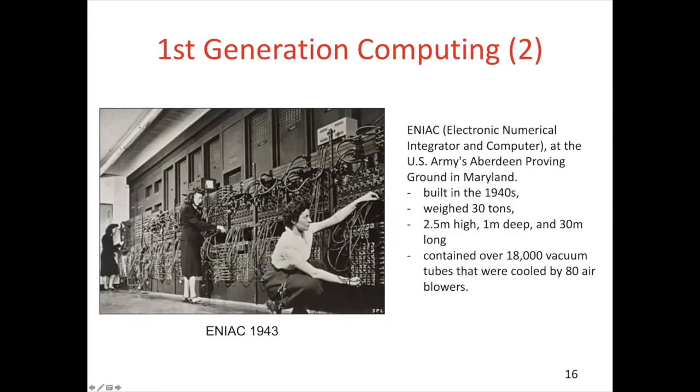The first electronic computer is ENIAC. The abbreviation ENIAC stands for Electronic Numerical Integrator and Computer. It was built in the 1940s, weighed 30 tons, and was 2.5 meters high, 1 meter deep and 30 meters long. It contained over 18,000 vacuum tubes that were cooled by 80 air blowers.